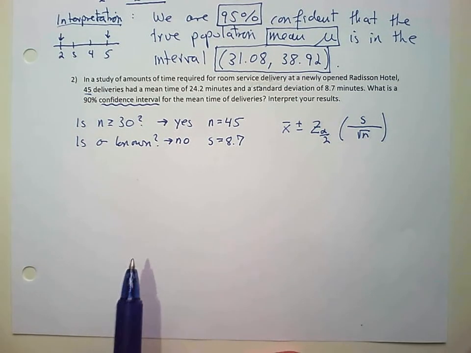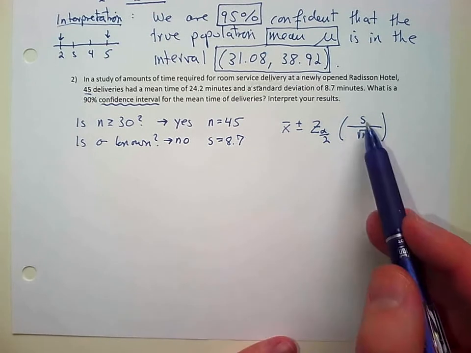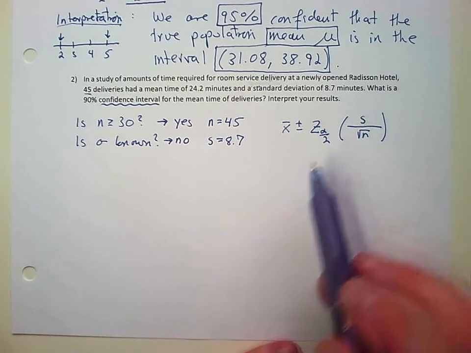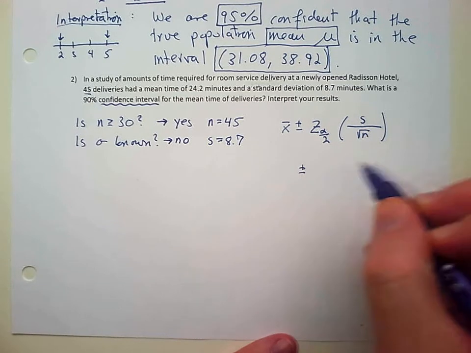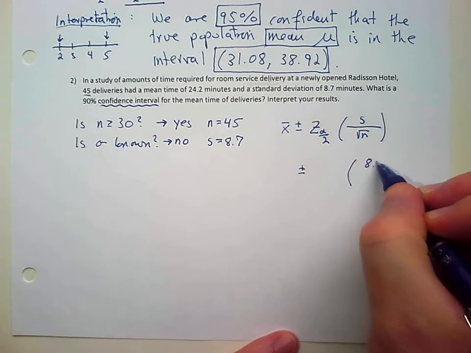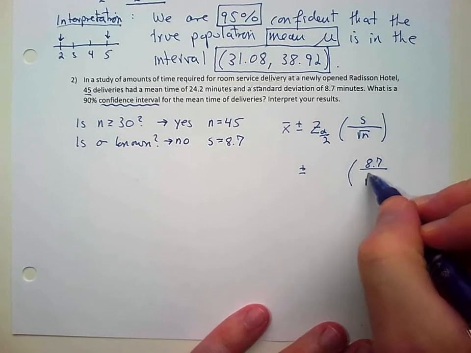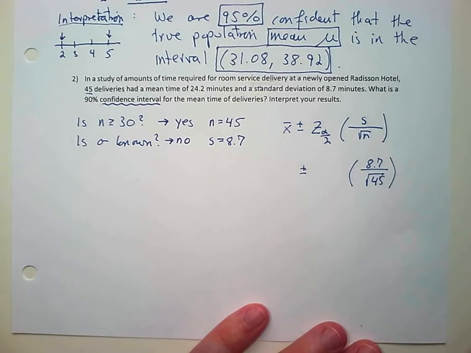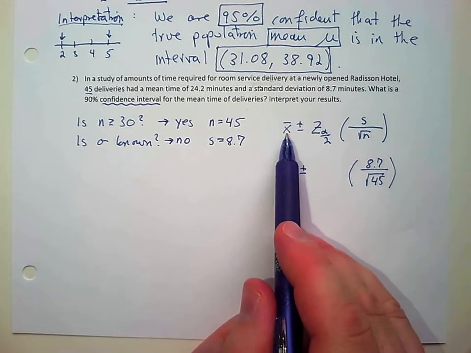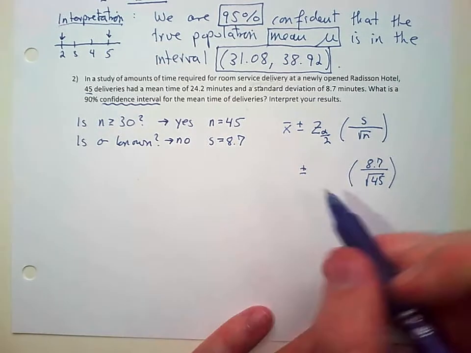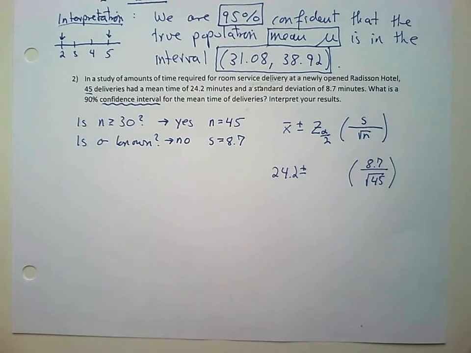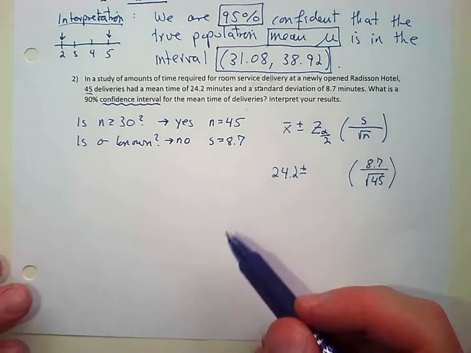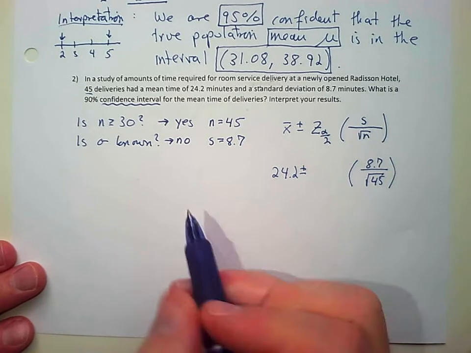Alright, so here we have our bare bones formula. We filled in the things that will change. And now we can start plugging numbers into this. We already said that S was equal to 8.7 and that N is equal to 45. X bar is our sample mean. Our sample mean is 24.2. So now the only thing that we still need to know is what z sub alpha divided by 2 is. And that's why we practiced it a lot before we got to these types of problems.